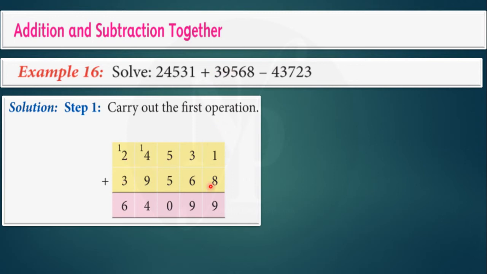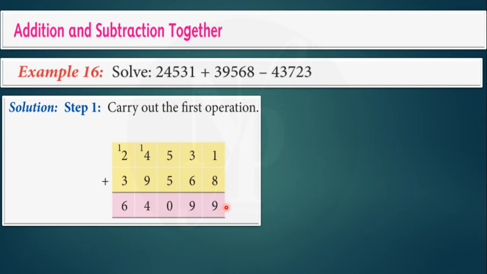Writing down the numbers vertically or one below the other according to their place values, we have to add these numbers. So 24,531 is written, and the second number is written along with the plus sign, 39,568. Adding these two numbers, 1 plus 8 is 9, 6 plus 3 is 9, 5 plus 5 is 10, 1 is carried forward, 1 plus 4 is 5, and 5 plus 9 is 14, 4 is written here and 1 is carried forward. 1 plus 2 is 3 and 3 plus 3 is 6. So this is the sum of first two numbers.